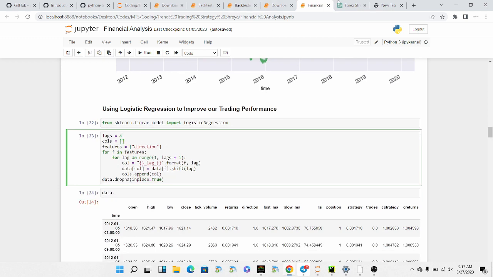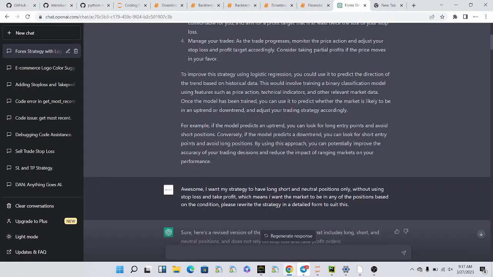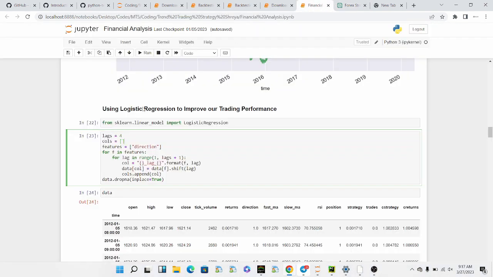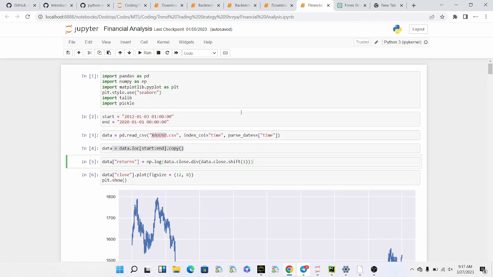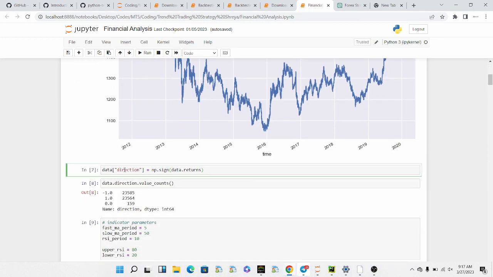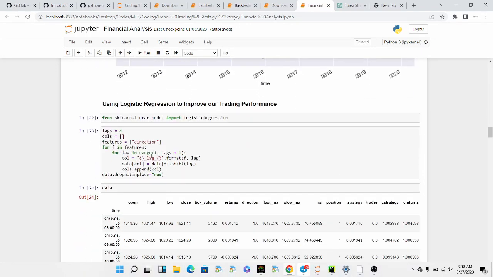And for the features, we also said we can use features such as price action, technical indicators, and other relevant market data. But for our financial analysis section, the feature we used here was just the direction. I remember in the initial financial analysis section, we said the direction was to find out whether the candle was bullish, bearish, or indecisive. So that's the column that we used as the feature to train our logistic regression model.